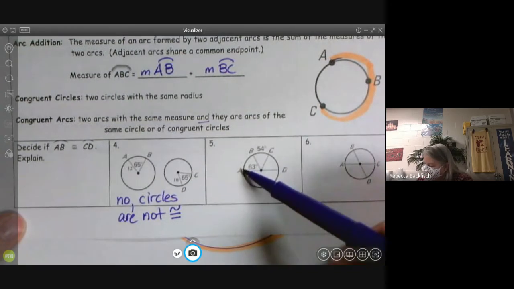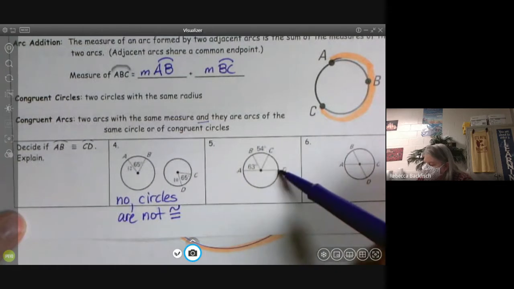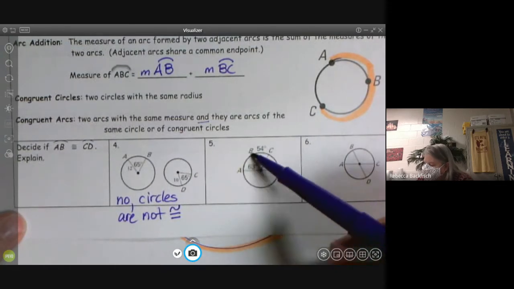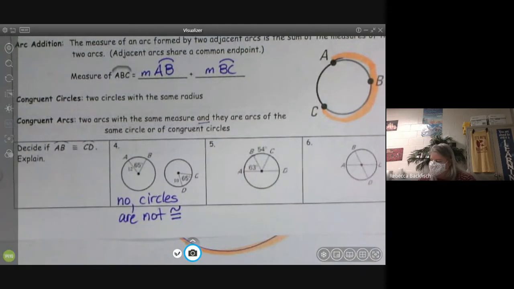AB is congruent to CD. Well, this one I actually have to figure out. Okay, I'm going to draw it bigger so that I can write on it.